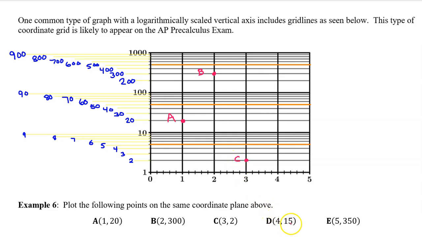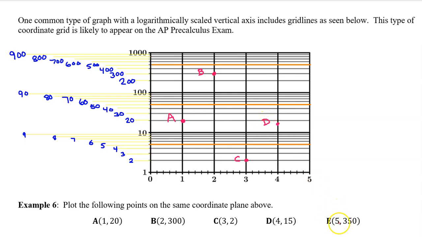Point D, 4, 15. Here's 4. 15 is past 10. The next line is at 20. So 15 is going to be somewhere in this interval. Is it going to be right in the middle? Because 15 ends with a 5, and 5 would be in the middle. No, we just discussed how the 5 is actually closer to the next line. So make sure you put your 15 closer to 20 than it is to 10. So this is D.